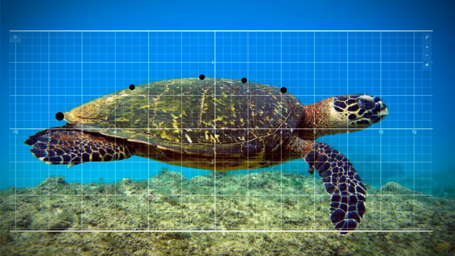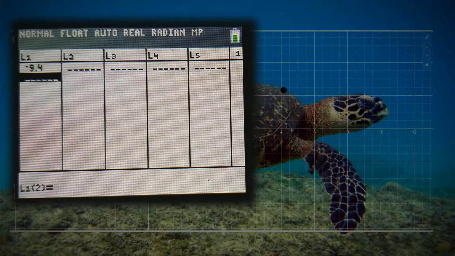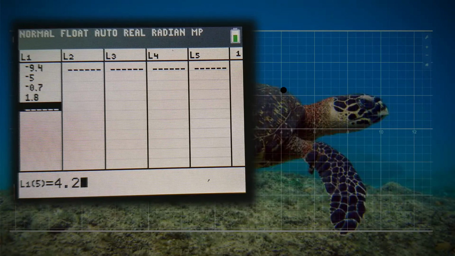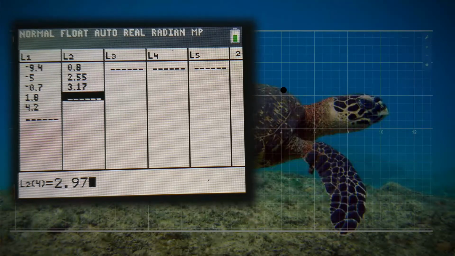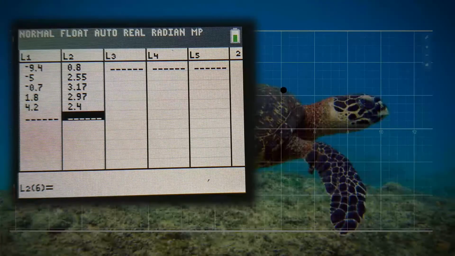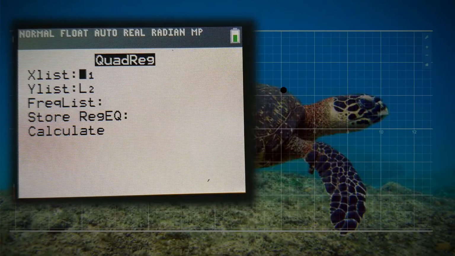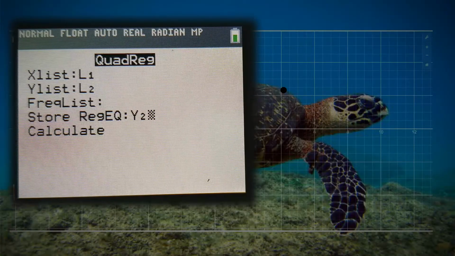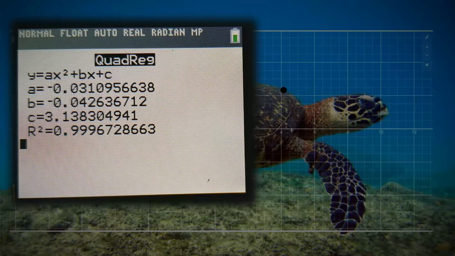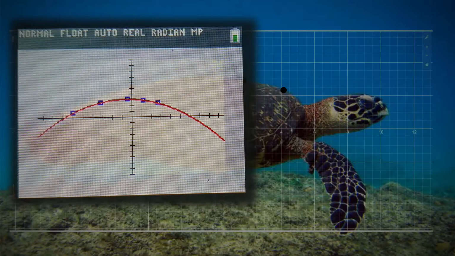Now let's find the quadratic regression equation. As you see here, I plugged the values into a graphing calculator. The resulting quadratic regression equation is y equals negative 0.0310956638x squared plus negative 0.0426367112x plus 3.13830491, with r squared being 0.99967286663. We can therefore conclude that a green sea turtle shell is very close to being a true parabola, but not quite. This, however, could be a result of human error.